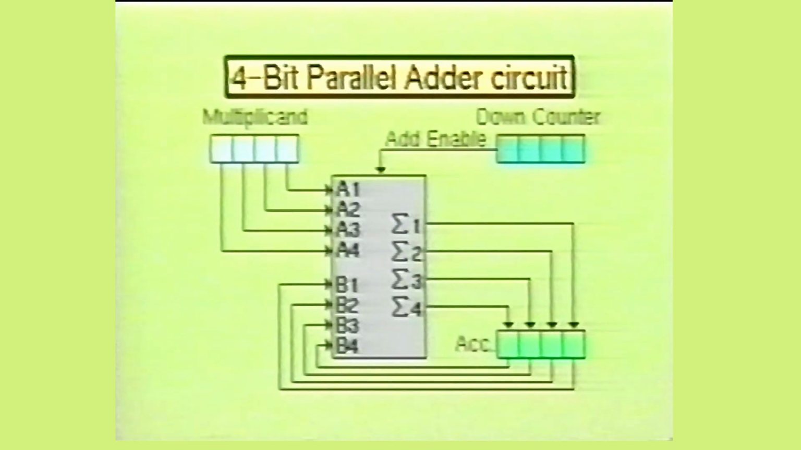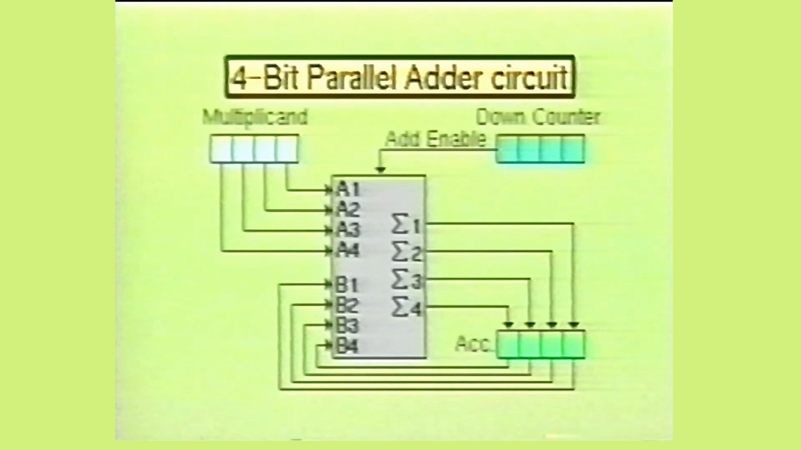Here we see a simple 4-bit binary multiplier using the successive addition process. Notice that the multiplicand is placed on the A inputs of the 4-bit parallel adder stage. Also notice that the multiplier is nothing more than a down counter which controls the add enable input. The sum of inputs A and B are placed into an accumulator. The total in the accumulator is then fed back into the B inputs of the 4-bit parallel adder stage. And notice that the symbol used to represent the sum output is the Greek letter sigma.